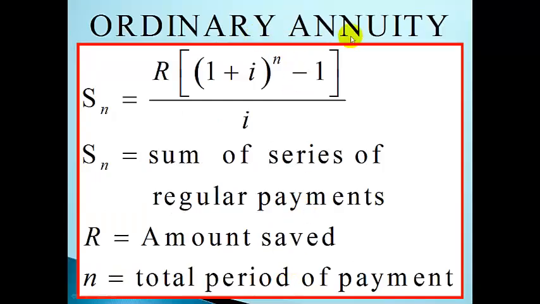Now let's look at the ordinary annuity. S subscript n is equal to R times (1 plus i) exponent n minus 1, divided by i. Sn is the sum of the series of regular payments. R is the amount saved, and n is the total period of payment. Now let's look at how to calculate this annuity.